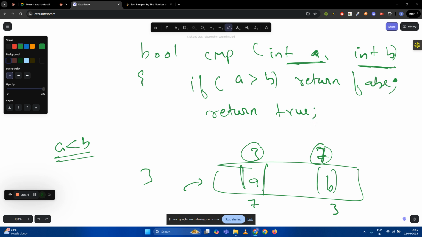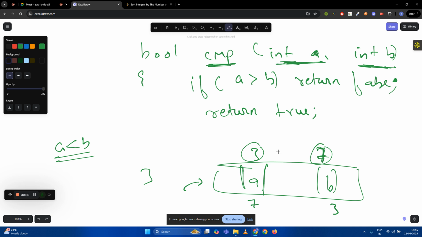Similarly, in sorting functions, you also make a comparator function of your own, which takes two elements. Like here we have integers, so two integers are passed, integer a and integer b. Suppose I'm writing it, so it means that integer a comes before integer b.